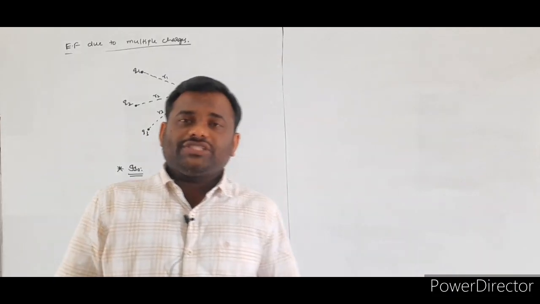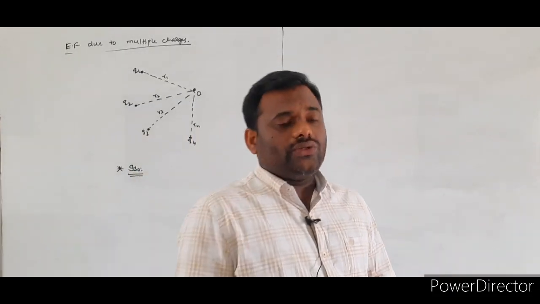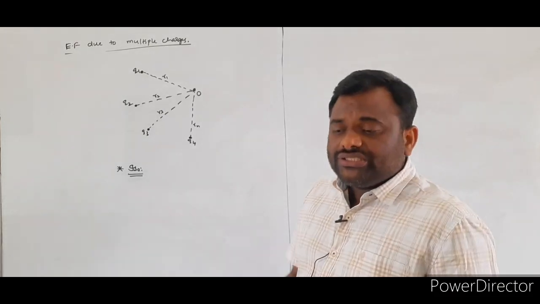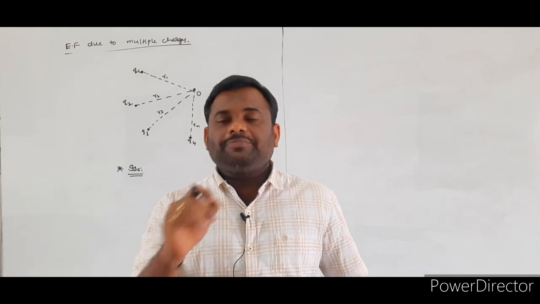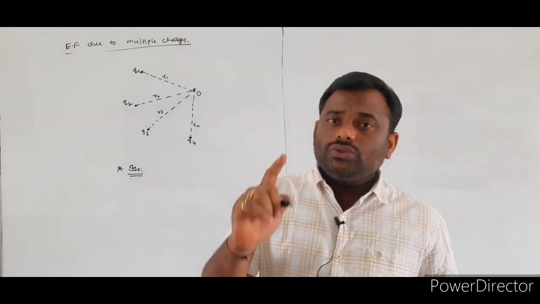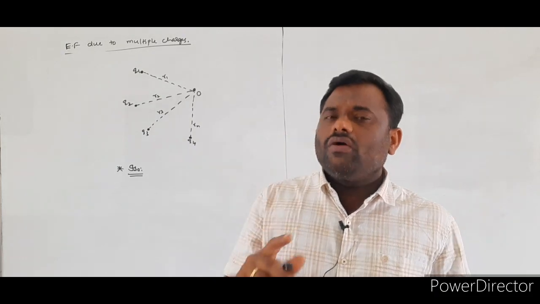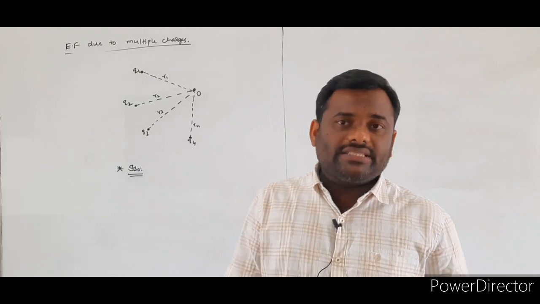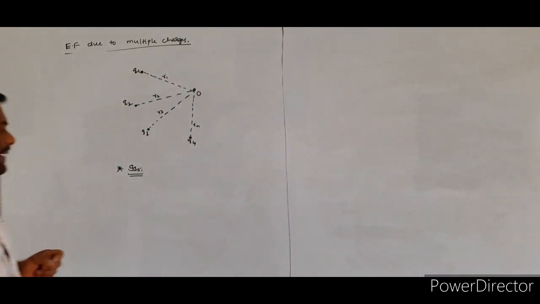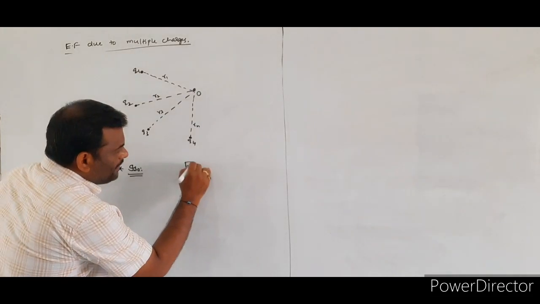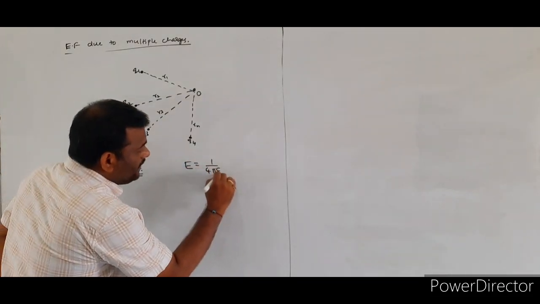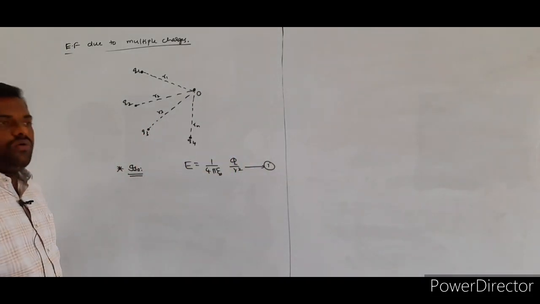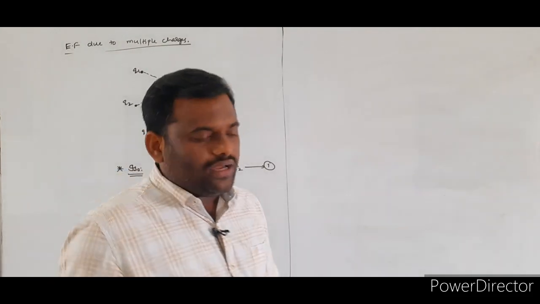Okay. See the next topic: electric field intensity due to multiple point charges. Just now we completed the expression for the electric field intensity due to an isolated point charge. What is the meaning of an isolated point charge? The expression for electric field intensity was derived due to a single charge only. That means whenever you consider a single charged particle producing the electric field, the expression is E is equal to 1 by 4 pi epsilon naught q by r square.